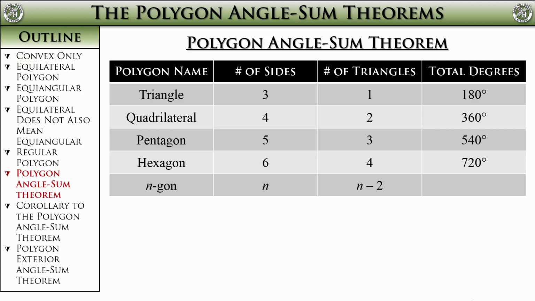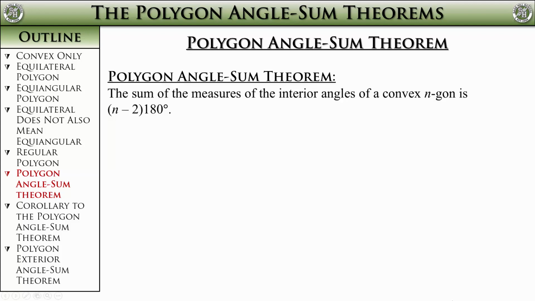To find the total degrees, we multiply the number of triangles we had by 180 degrees. So if we have n minus 2 triangles, then we have (n minus 2) times 180 degrees in total. That's the formula we need. This is the Polygon Angle-Sum Theorem we just derived. The sum of the measures of the interior angles of a convex n-gon is (n minus 2) times 180 degrees.